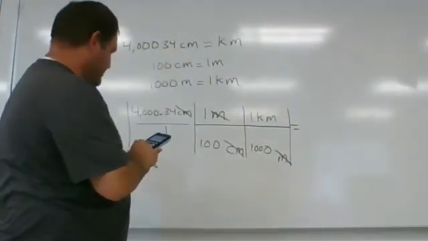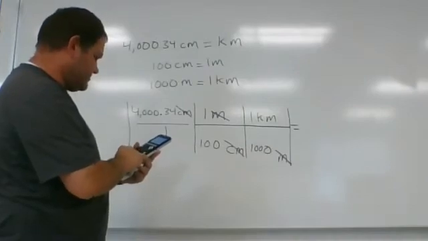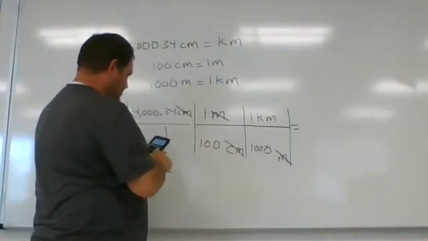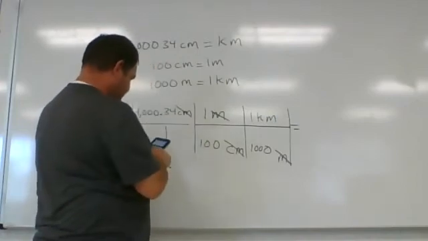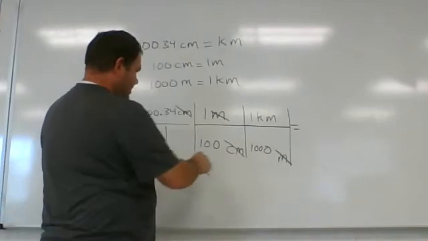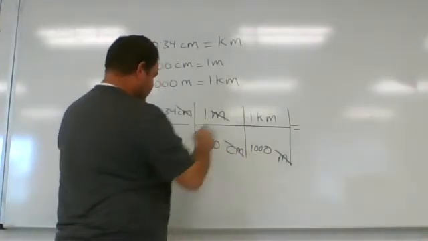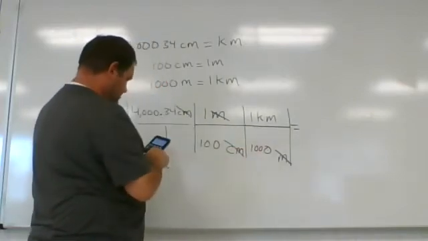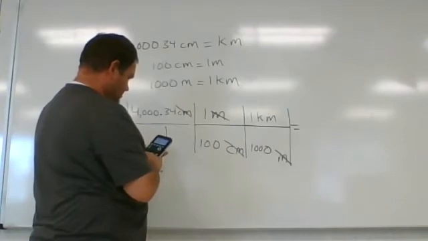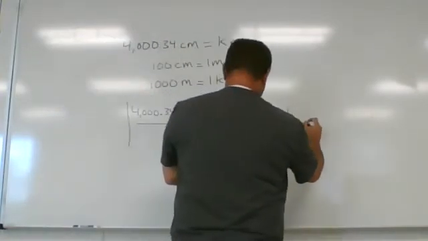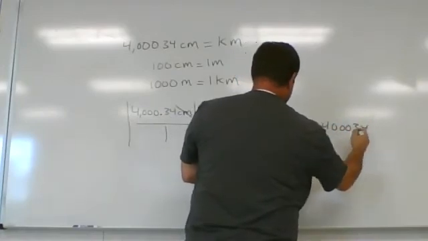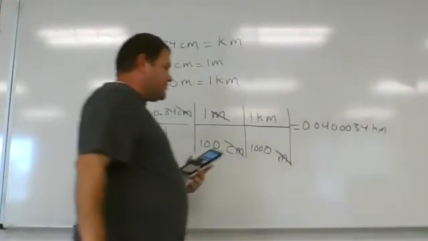And I will put in the values. So 4,000.34. Remember, I multiply first, so times 1. And then I divide the bottom value, divide by 100. And then I take that and multiply by the top again. So I'm multiplying by 1. And then finally, I divide by 1,000. And I get my answer of 0.0400034 kilometers.